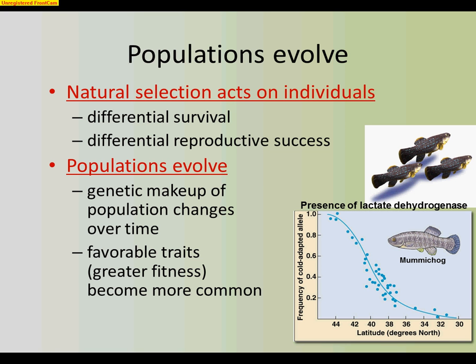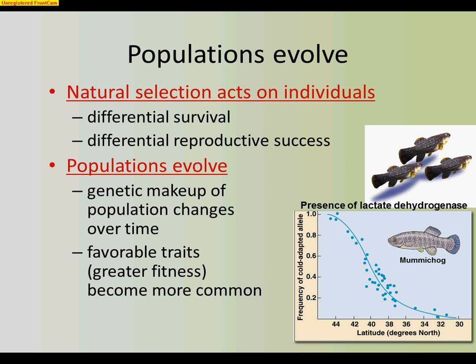The first statement there in red: natural selection acts on an individual. There are pressures within the environment that are going to cause some individuals to survive and some not to survive. And there are pressures that are going to cause some individuals to reproduce and some not to reproduce. So the idea is that natural selection acts on an individual. Okay, that's a key point.